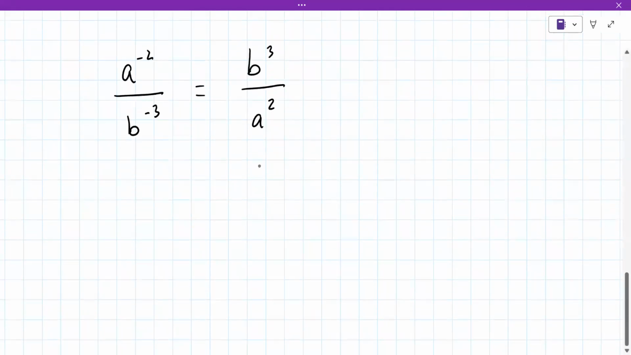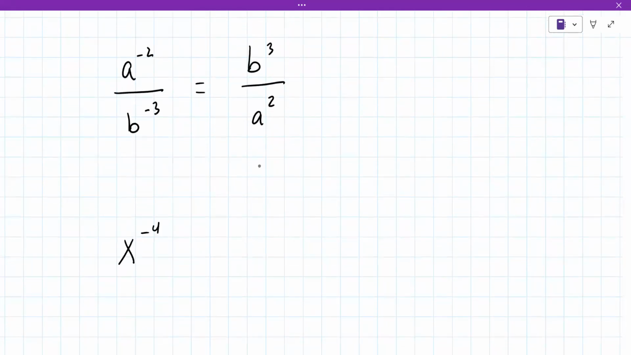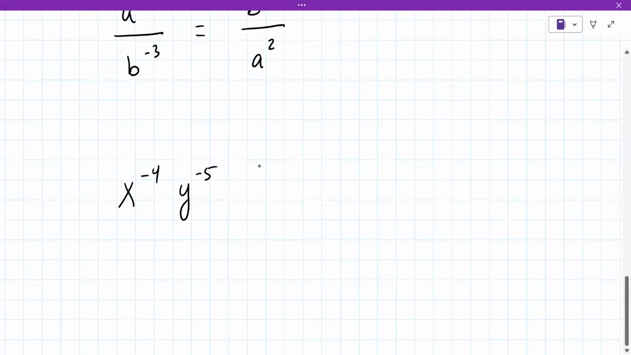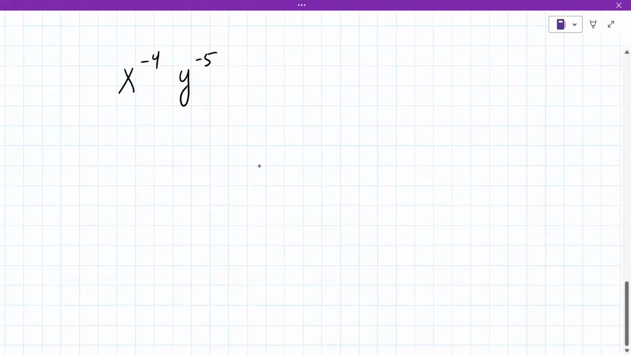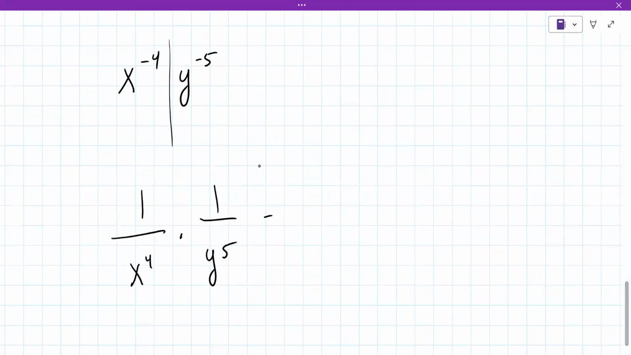Another possibility is I give you something like this: x to the -4, y to the -5. This becomes, and I'm going to show it vertically here, if you look at these separately, the first one becomes 1 over x to the 4, and the second one becomes 1 over y to the 5. So on top it's 1 because it's 1 times 1, and then these stay on the bottom. Okay.